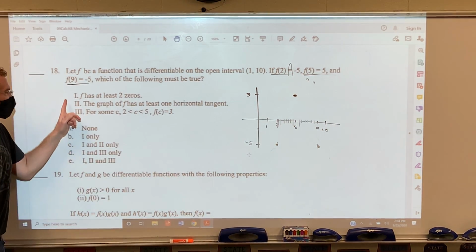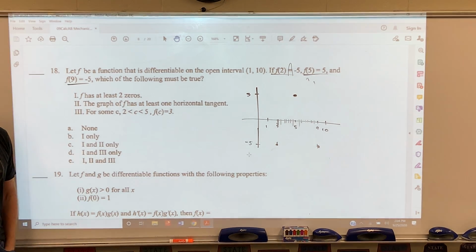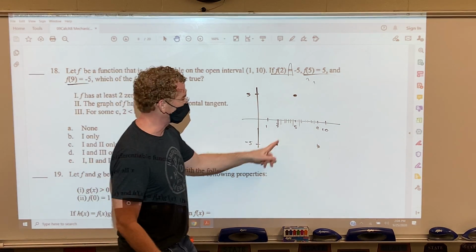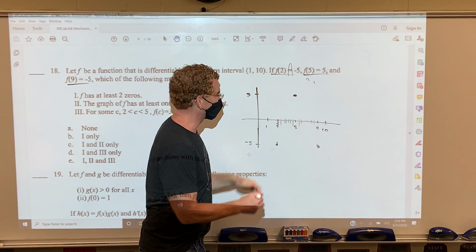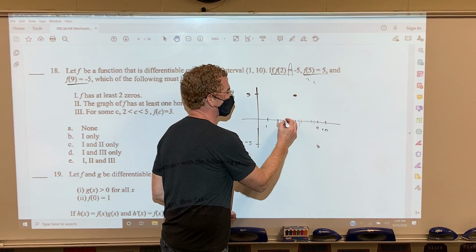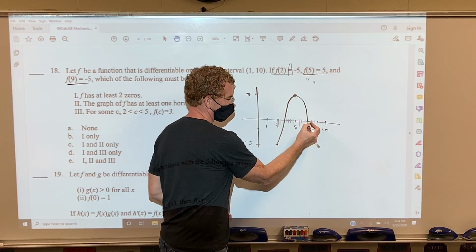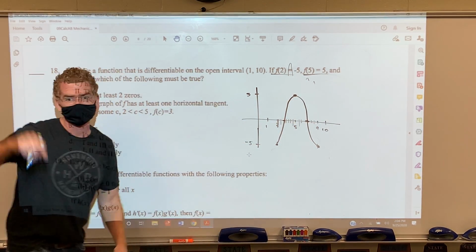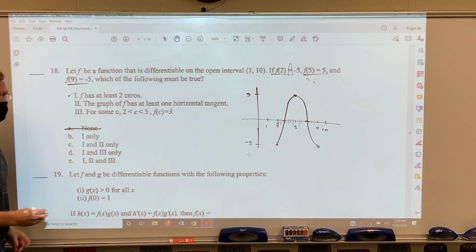Okay? Now, what does it say? F has at least 2 zeros. That has to be true, because there's no way for me to get from here to here without jumping, like a literal jump, and skipping over it. At some point, I'm going to have to go at least once there, right? And at least once there. At least. But it could be like a zillion times, right? So is that true? That is true.